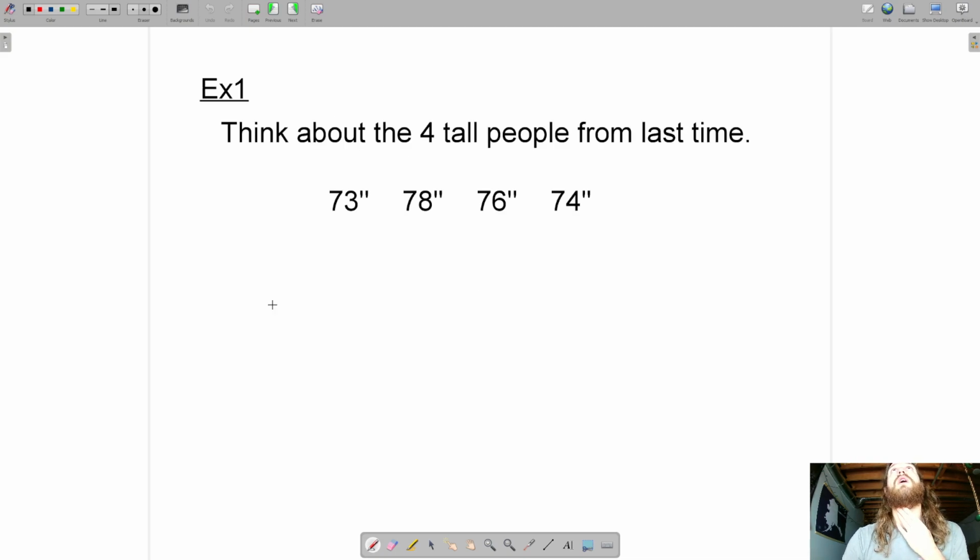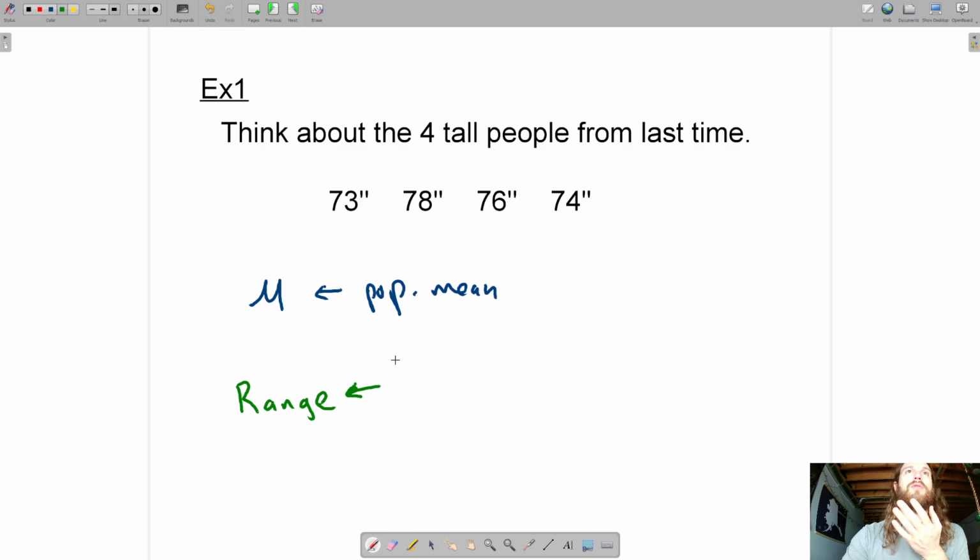Okay? So let's think about the 4 tall people from last time. Let's assume this is our entire population, and we want to understand 2 of the parameters from this population. We are going to look at the population mean. We want to guess mu, the population mean. And we also want to guess the population range. Now, we can calculate both of those right now if we wanted to. They're very easy. The population range is equal to the maximum minus the minimum, which is 78 minus 73, which is equal to 5. So we can calculate what the population range is immediately.